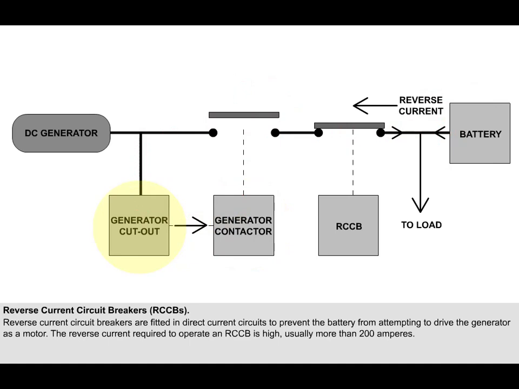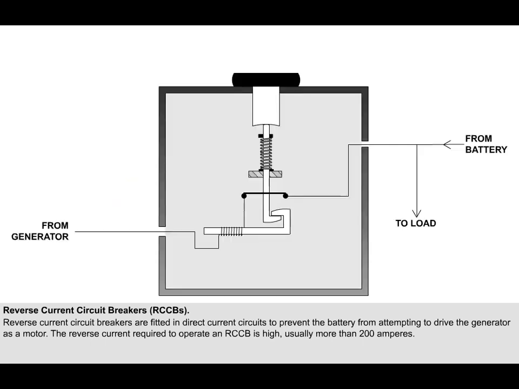In order not to interfere with this process, the reverse current required to operate a reverse current circuit breaker is high, usually more than 200 amperes. The reverse current circuit breaker contains a latch mechanism, which is holding a set of contacts closed. The latch mechanism is held closed magnetically.